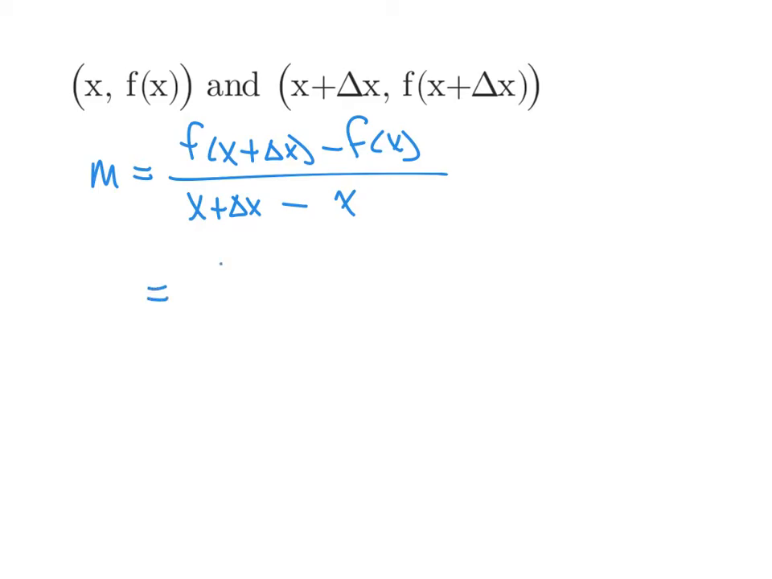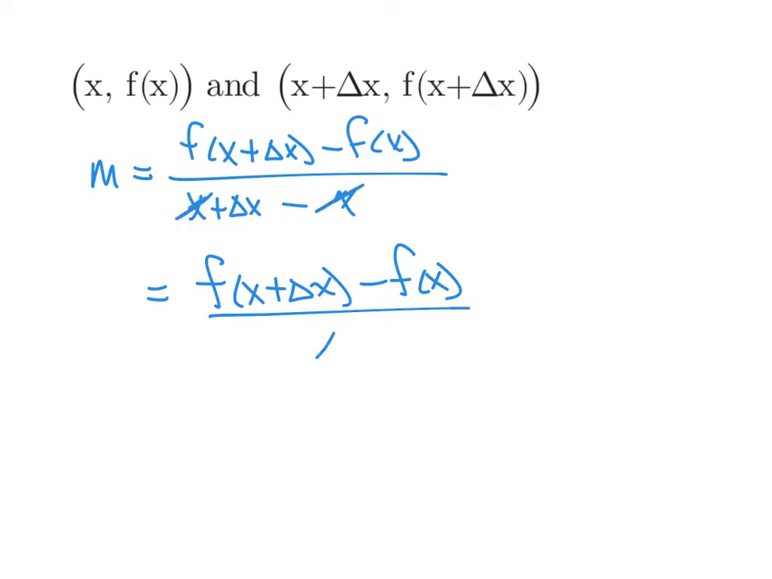We can simplify this a little bit, just by canceling the 2 x's in the denominator, and that leaves us with delta x. This should be another fairly familiar fraction for you. And both of these fractions, remember, are talking about slope.